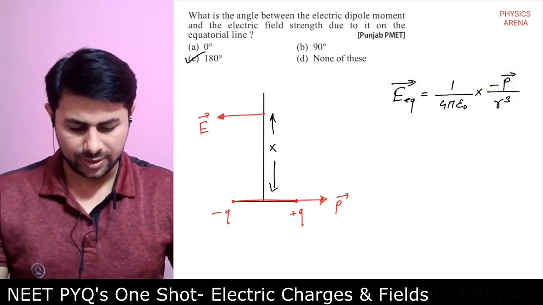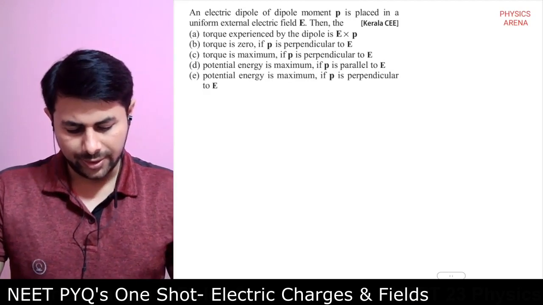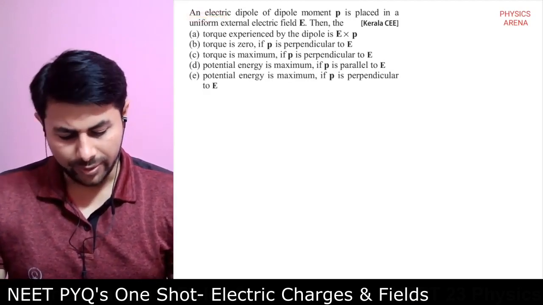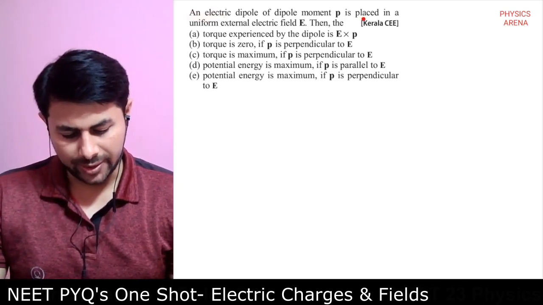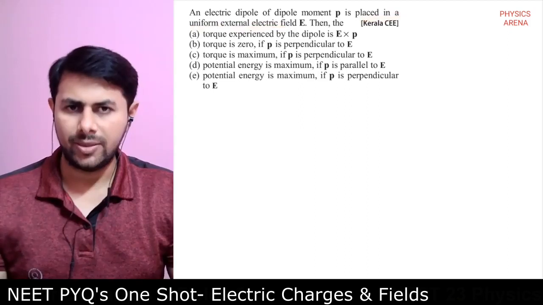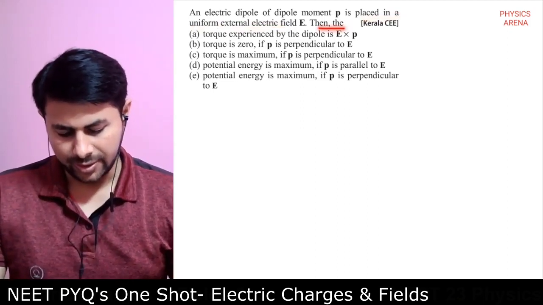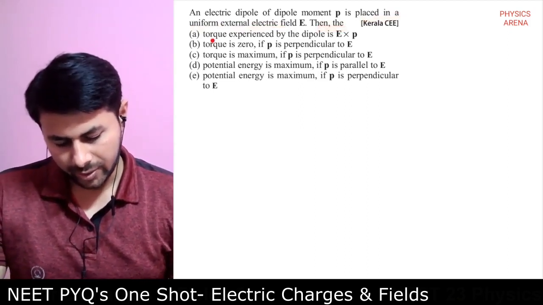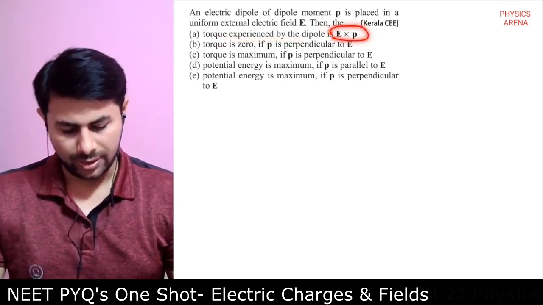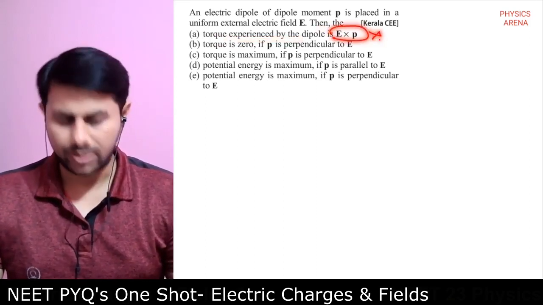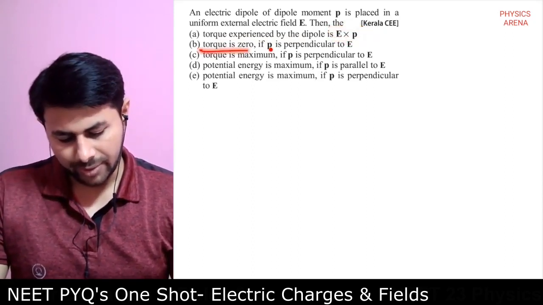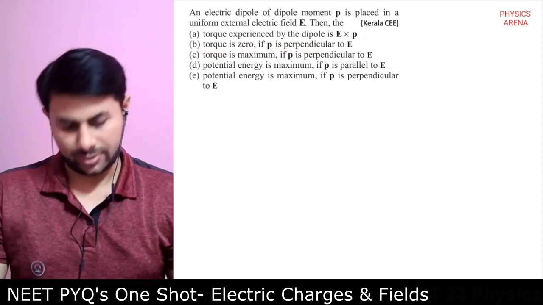Okay, this is simple, right? Next question. An electric dipole of dipole moment p bar is placed in uniform external electric field E bar. Then option A, torque experienced by dipole is E bar cross P bar. Okay, this is not true. It is P bar cross E bar.